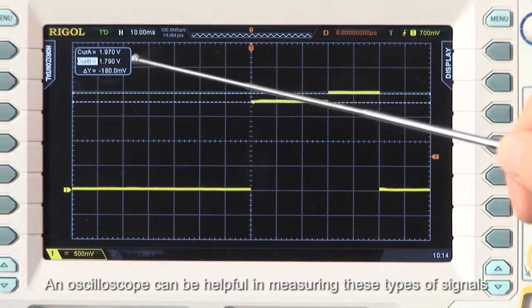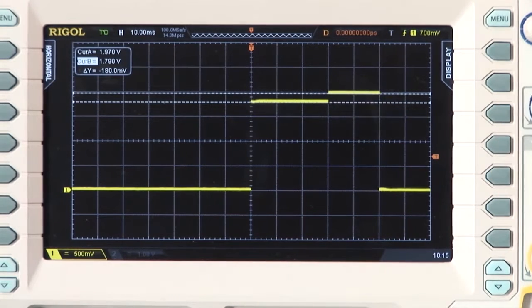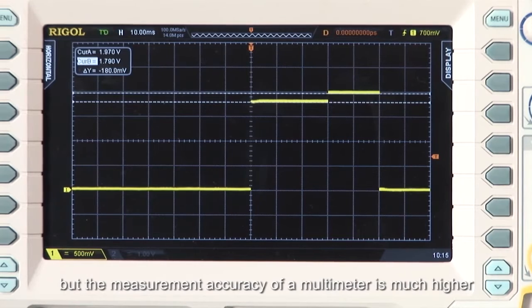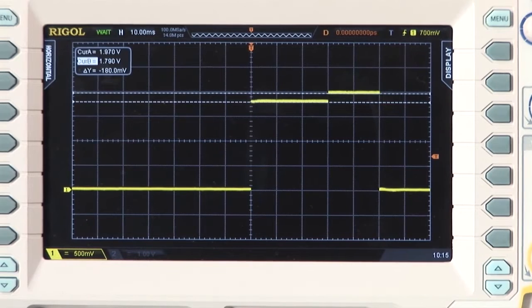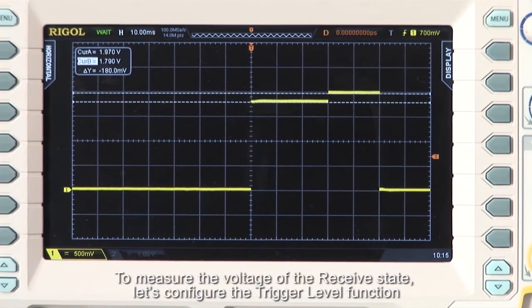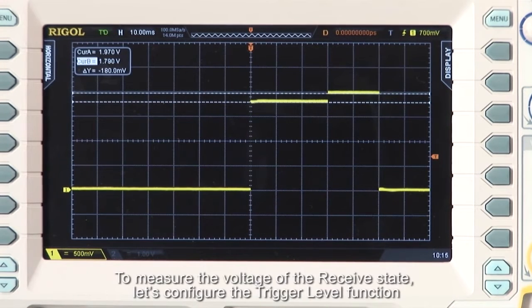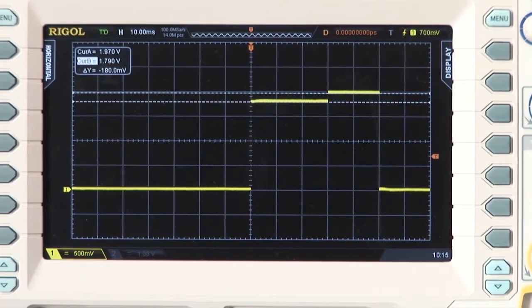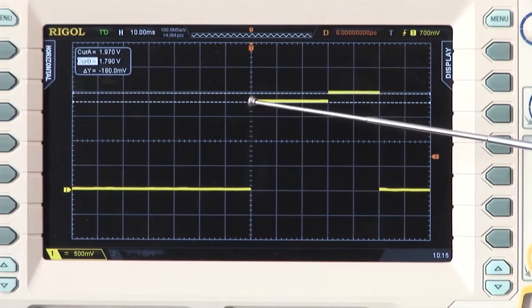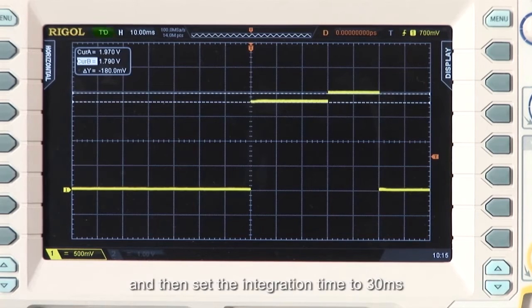An oscilloscope can be helpful in measuring these types of signals, but the measurement accuracy of a multimeter is much greater. Let's have a look at how to measure the above signals using a multimeter. To measure the voltage of the receive state, let's configure the trigger level function to trigger the multimeter when it begins to receive, and then set the integration time to 30 milliseconds.